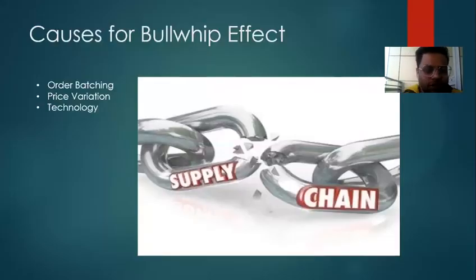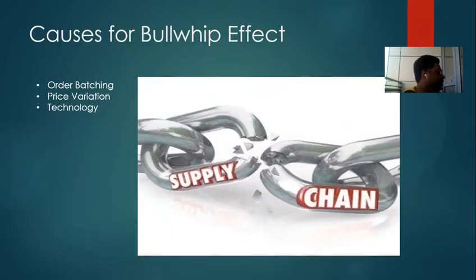So what could be the causes of the bullwhip effect? There are a lot of causes, but let's talk about order batching, price variation, and technology. Order batching comes when you have a lack of coordination between your suppliers, your distributor, and your customer. It leads to back orders when you're not communicating properly, and you will have a lot of back orders, which will lead to order batching and which will increase your inventory cost.